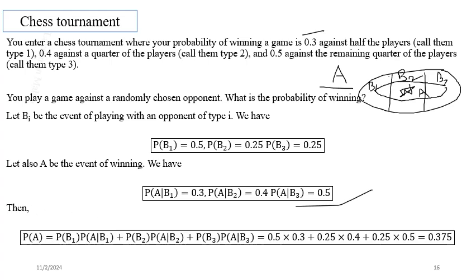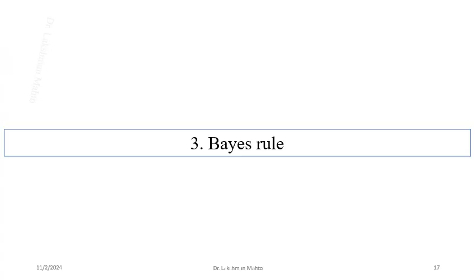So just you have to apply the law of total probability. What is the probability of A? Probability of A intersection B1 plus probability of A intersection B2 plus probability of A intersection B3. And compute all these and this is the desired probability. This is the way to compute total probability. Total probability of winning.